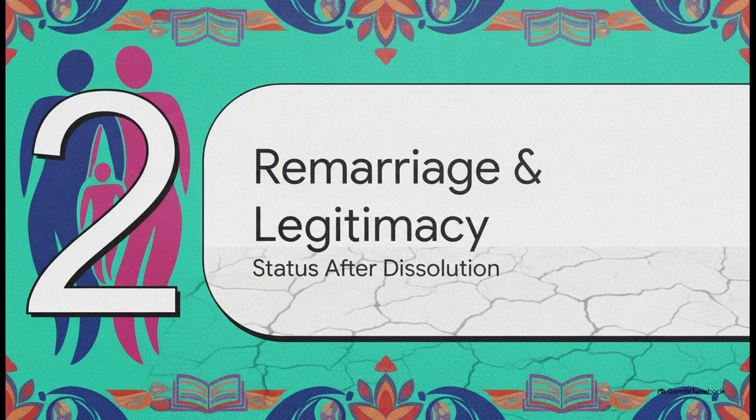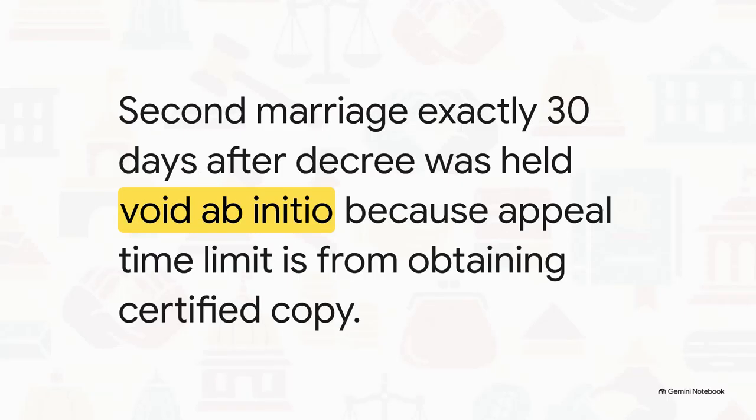Moving right along to Section 2, remarriage, bigamy, and legitimacy. Okay, so the absolutely crucial point here is that you cannot rush into a second marriage. Under Section 15, you literally have to wait for the appeal window to be completely and totally extinguished. Just look at the tragic legal trap in this 2022 case, N. Rajendan versus S. Volley. Someone got remarried exactly 30 days after their divorce decree. Sounds fine, right? Except the wife had filed an appeal.